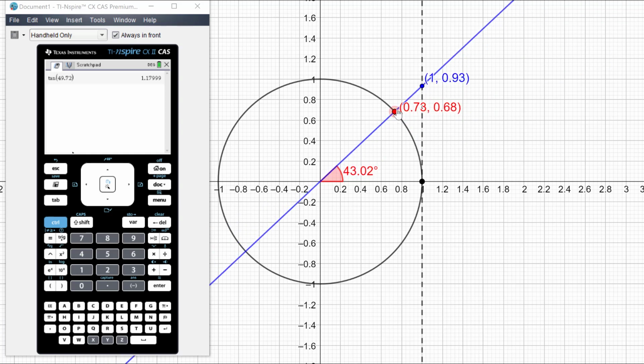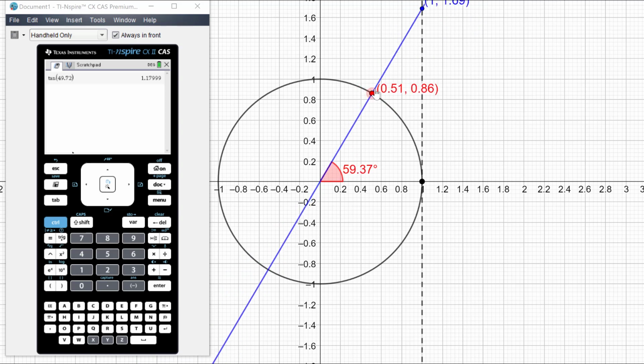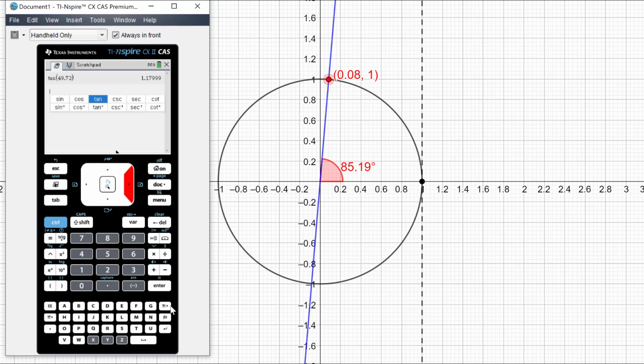The difference with tan is, where sine and cos are bounded by the circle, because tan's on this tangent, tan can get very big. When the angle's up here close to 90 degrees, tan is a very, very big value. For example, tan of 85.19, sorry, we see that tan is 11.88, so almost 12, which is quite big compared to the scale that we're seeing here. It could obviously get infinitely big.